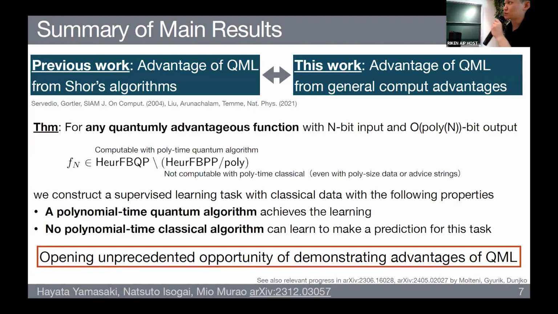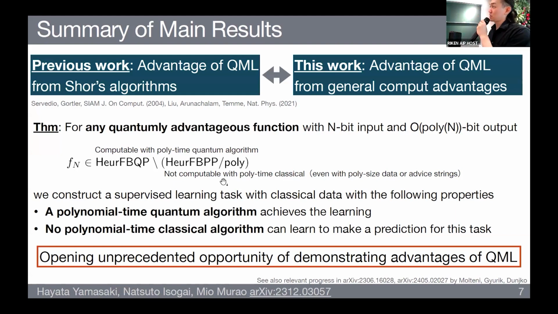Our main theorem is as follows. For any quantumly advantageous function of n-bit input, that is, any function that is computable within polynomial time by a quantum algorithm but not computable within polynomial time by a classical algorithm, the details will be explained later. Here, this means it is impossible to compute even with the assistance of polynomial size data, in the technical term, an advice string. Even with data, this is impossible to compute by classical computation.